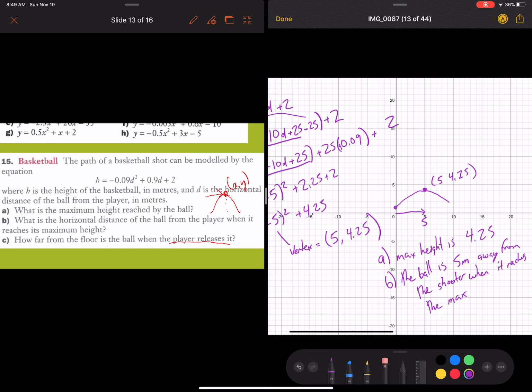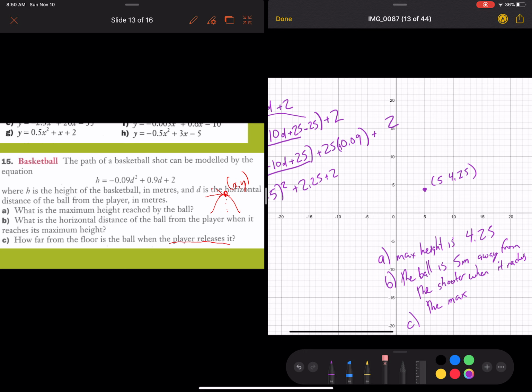And now finally C, it's saying how far from the floor is the ball when the player releases it? How are we going to find this value? I drew it here, but that's not really true. Where is it? Is it here? Is it here? Well, it should be positive for the question to make sense. But let's try solving that.